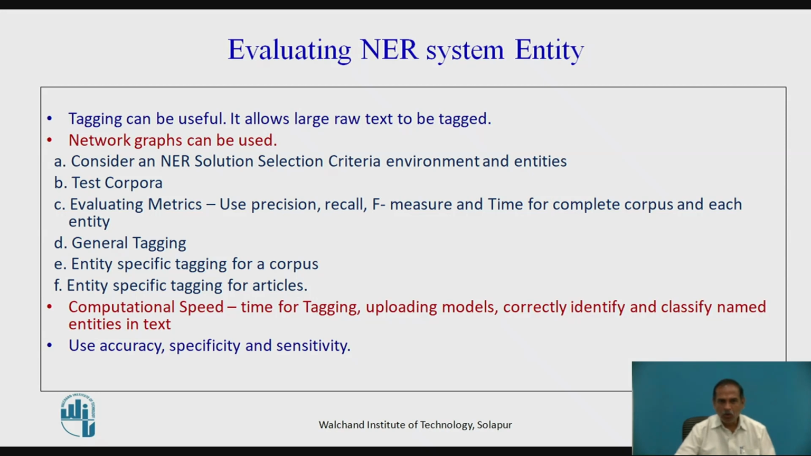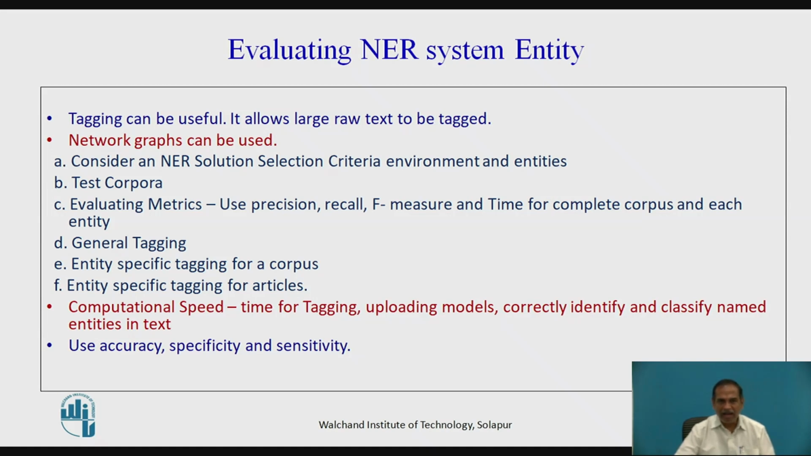Then we go to understand the test corpora, then the evaluation of the metrics based on machine learning using precision, recall, F-measure, and finally the time for the complete corpus and each entity. Then we go for general tagging, entity-specific tagging for a corpus, and entity-specific tagging for associated articles to get the relevant results for a user.